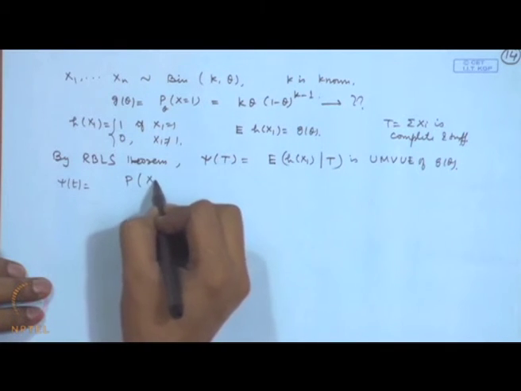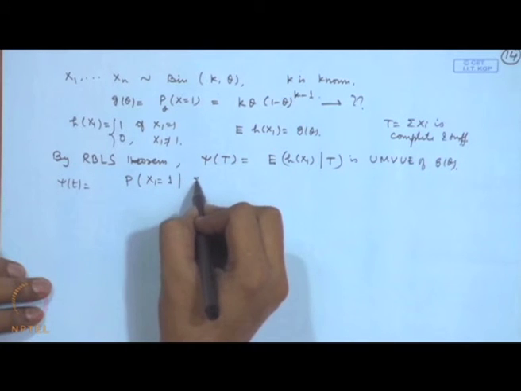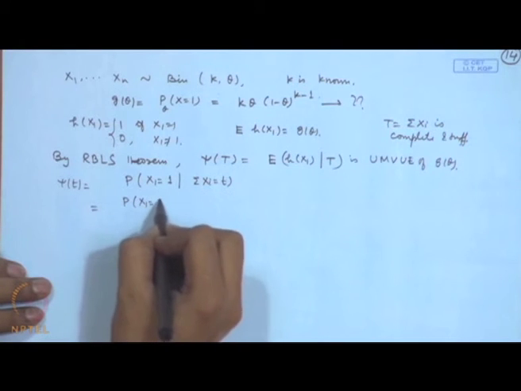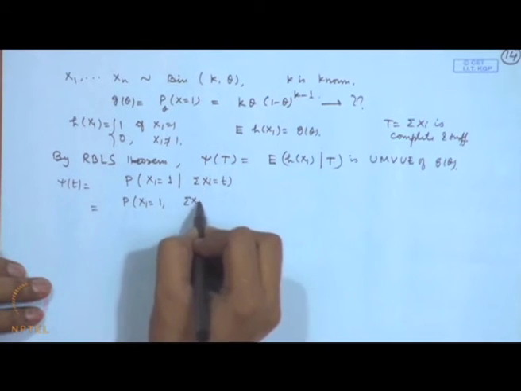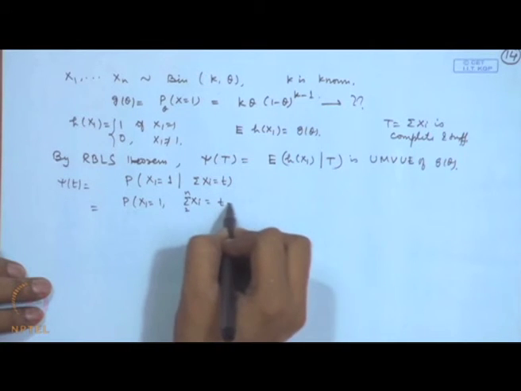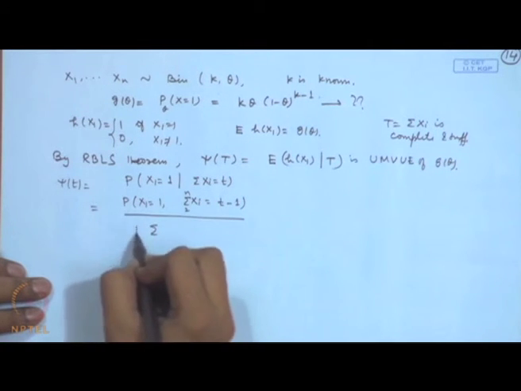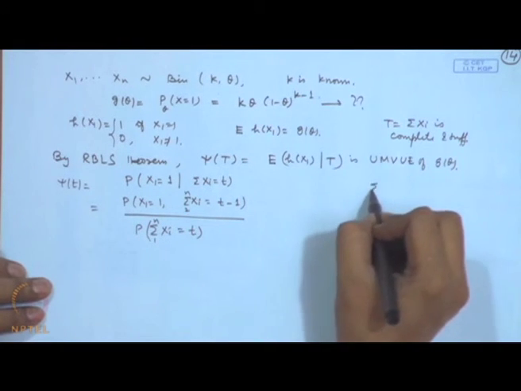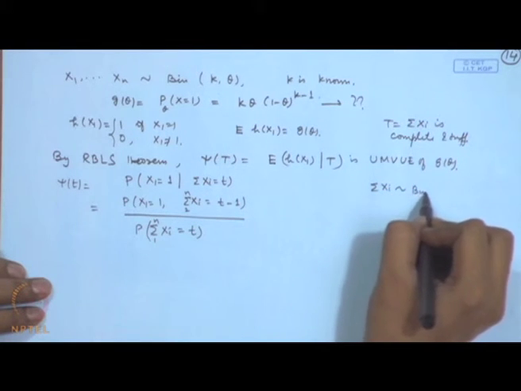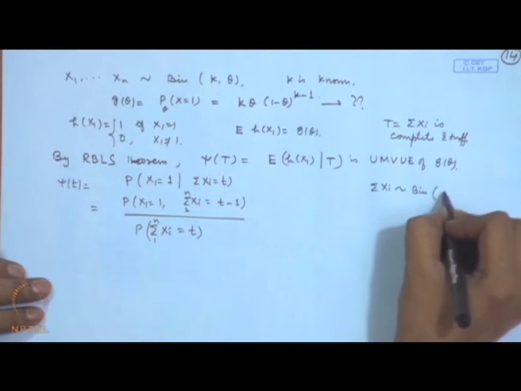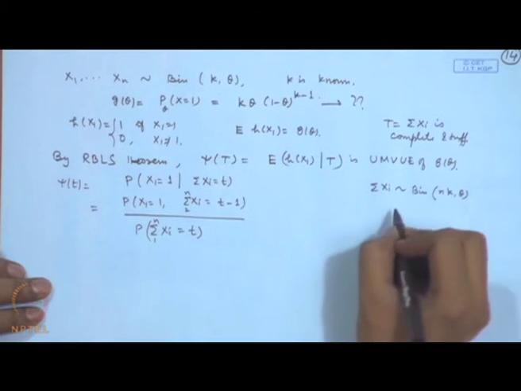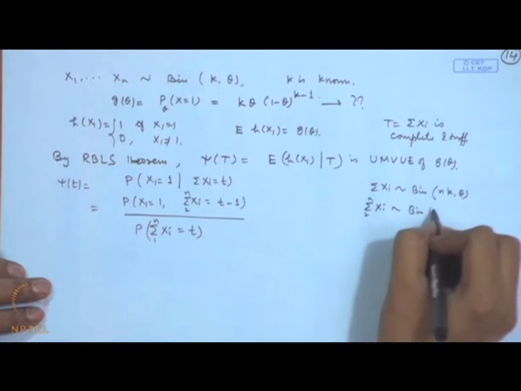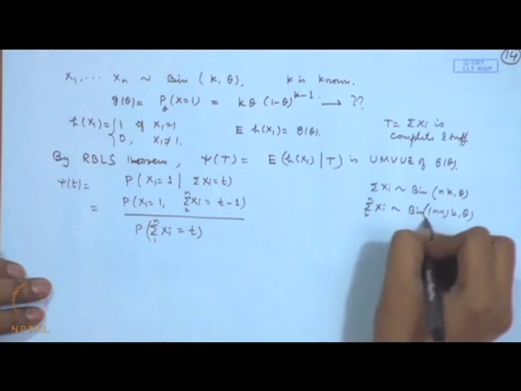that will be equal to the probability of x_1 is equal to 1 given sigma x_i is equal to t, that is equal to the probability of x_1 is equal to 1 and sigma x_i from 2 to n is equal to t minus 1, divided by the probability sigma x_i from 1 to n is equal to t. Now, sigma x_i will follow binomial(nk, theta), and sigma x_i from 2 to n will follow binomial((n minus 1)k, theta).